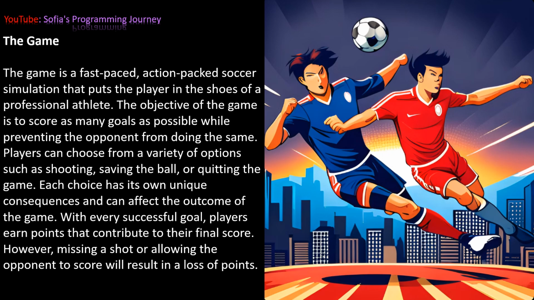The game is a fast-paced, action-packed soccer simulation that puts the player in the shoes of a professional athlete. The objective of the game is to score as many goals as possible while preventing the opponent from doing the same. Players can choose from a variety of options such as shooting, saving the ball, or quitting the game. Each choice has its own unique consequences and can affect the outcome of the game. With every successful goal, players earn points that contribute to their final score. However, missing a shot or allowing the opponent to score will result in a loss of points.